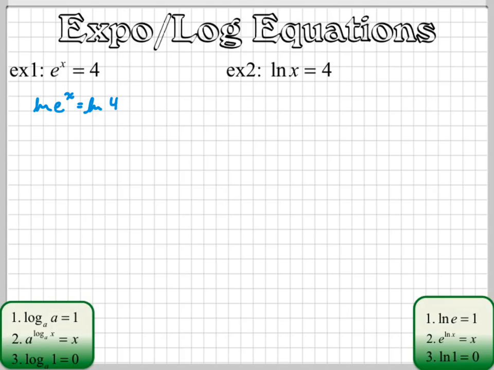And check it out. Natural log is log base e, right? I'm just writing this for visual purposes. Log base e of e to the x. So see, look, they have the same bases. Same bases. That means you could cancel them out. So natural log cancels out with the base e, and you're left with x on the left side, and on the right side you have natural log of 4. That's your answer.